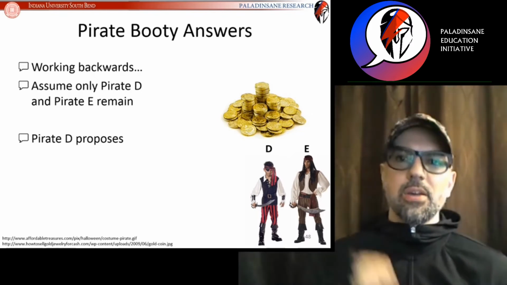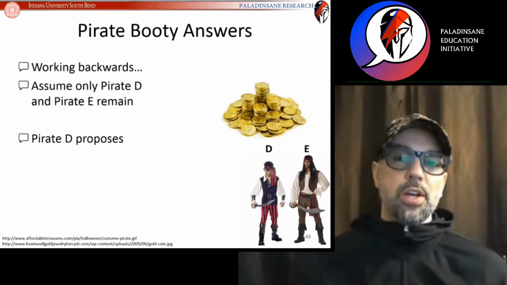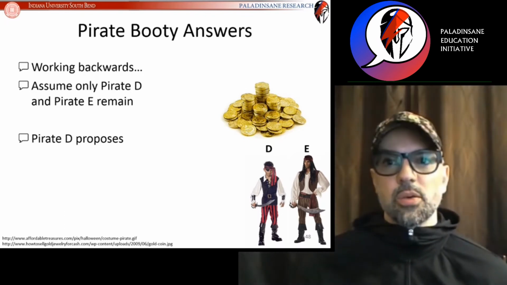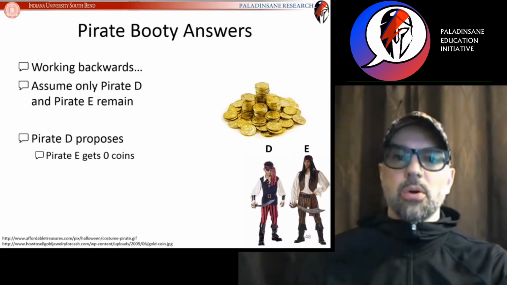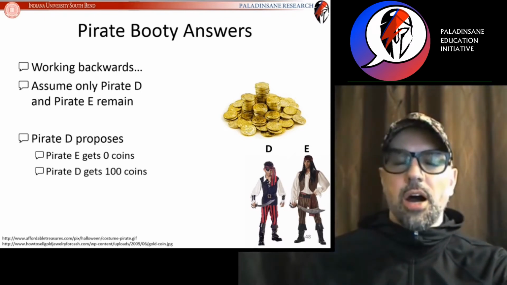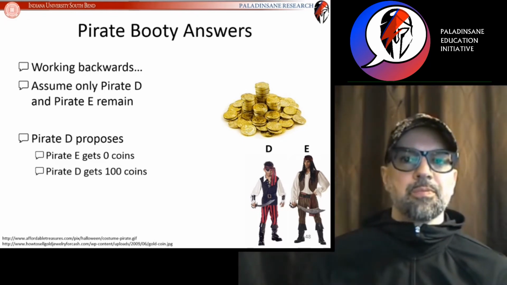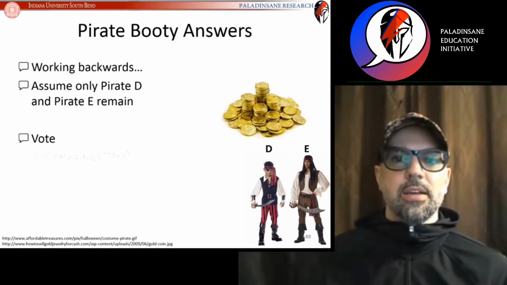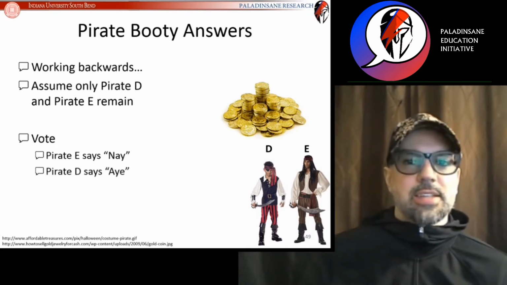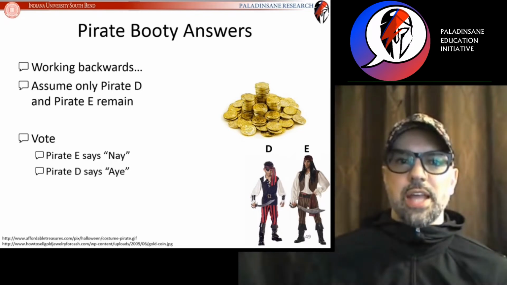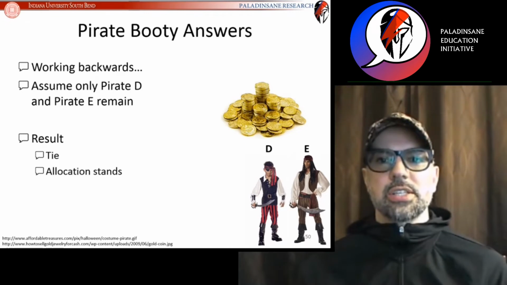Pirate D, who has seniority over Pirate E, he gets to put in a proposal. And what do you think he's going to propose if he only needs one vote? Well, he's going to propose that Pirate E gets 0 coins, and he's going to take all 100 coins. So he's going to put that proposal to the vote. Well, sure enough, Pirate E is going to say nay, but Pirate D is going to say aye, and the allocation is going to stand. So it's a tie. The allocation is going to stand.